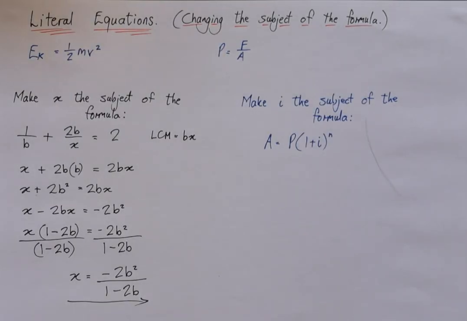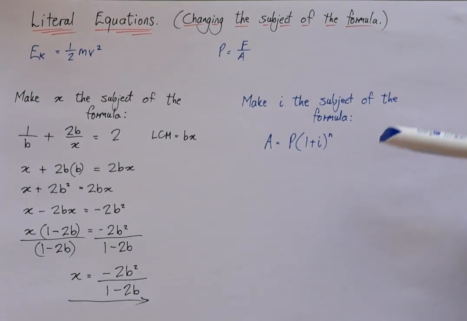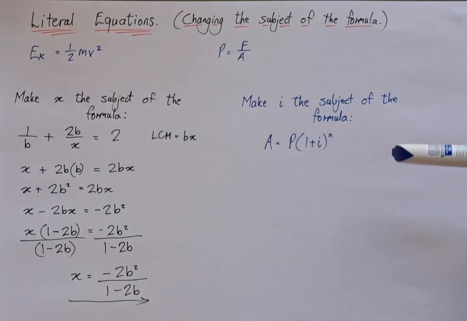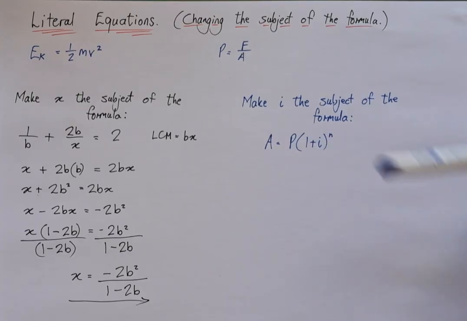Let's take a formula from financial maths now, because this happens very often in financial maths. We know that this is a formula for compound interest, but very often we are asked not to find the A value, but to find the i value or the n value. And in that case, we need to change the subject of the formula. So in this case, I'm going to try and change the subject of the formula to i, because very often we are asked to find what the interest rate was.